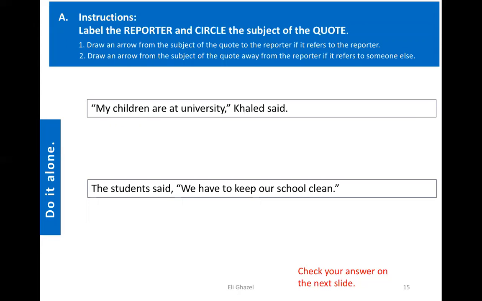Draw an arrow to the subject of the quote away from the reporter if it refers to someone else. So notice that the first one we did in the green, and the learning prepares them and gives them the instructions of what to do. This is very important because sometimes we think that the students don't know, but what it is, they do not understand what is required of them. So we use the same process that we help them to learn it in order for them to do it alone.